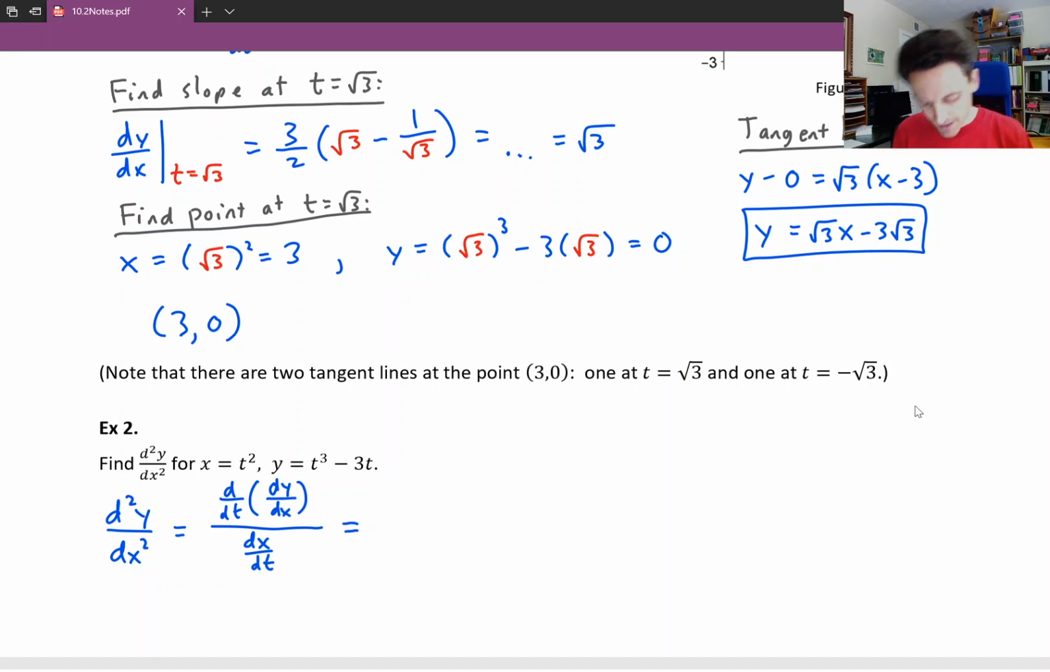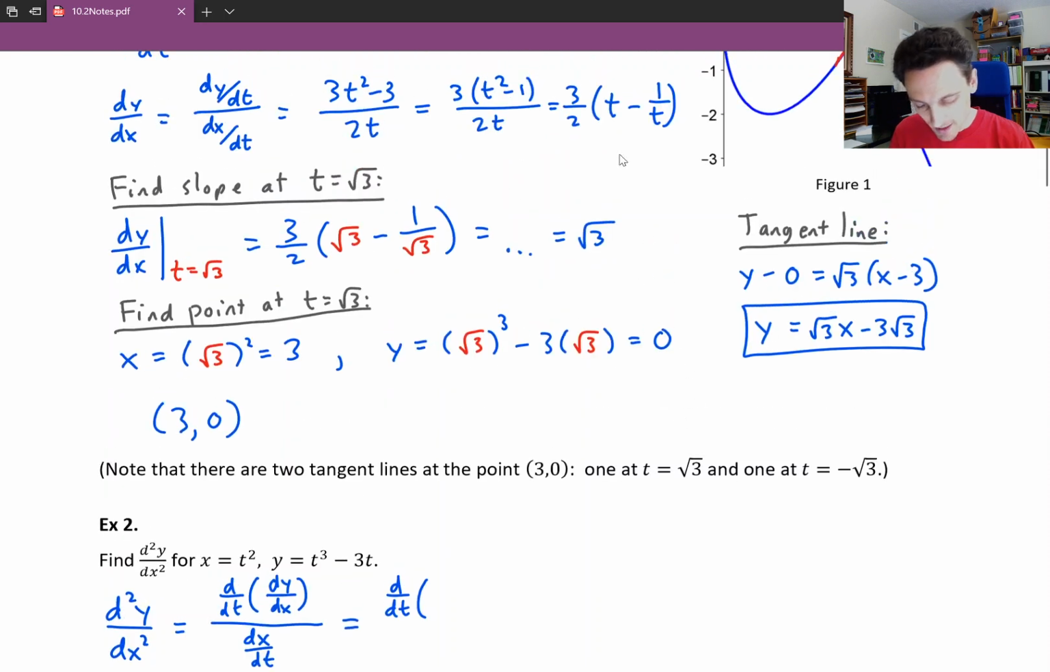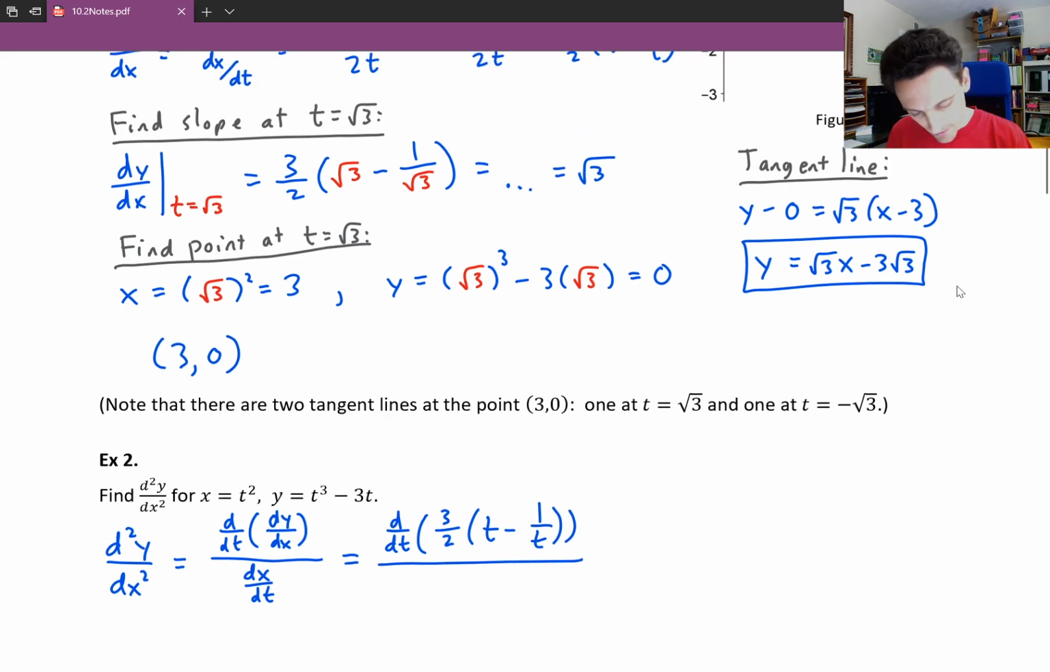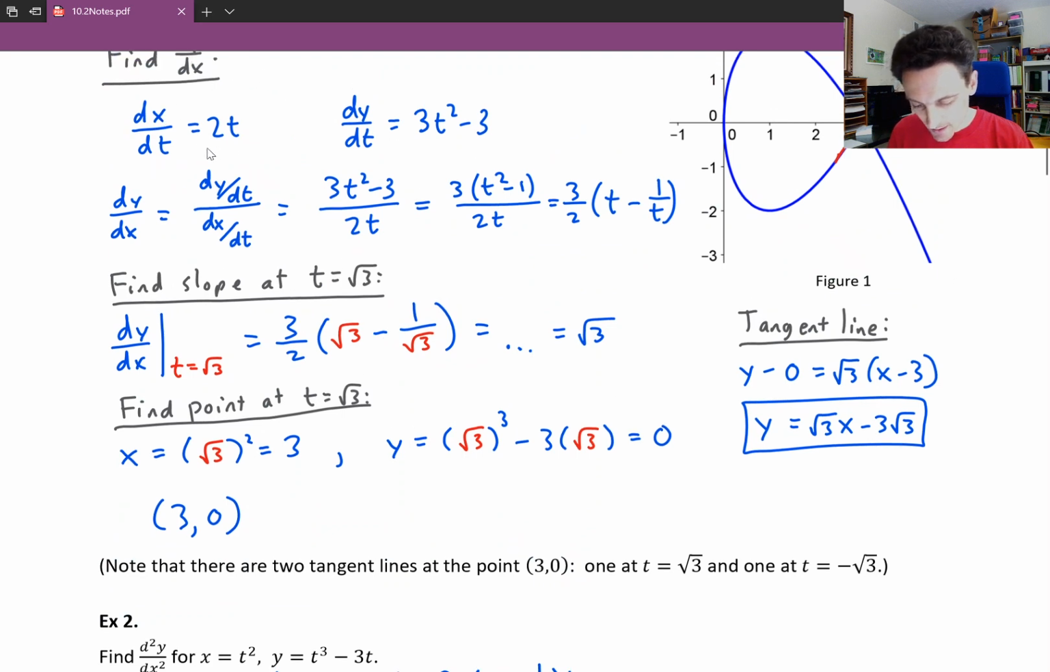Well, we have dy/dx. We have a nice simplified version of dy/dx. It's 3/2 times quantity t minus 1 over t, that we got from example 1. We're going to copy that down. 3/2 times quantity t minus 1 over t over, and then dx/dt we also found in example 1. dx/dt was 2t.